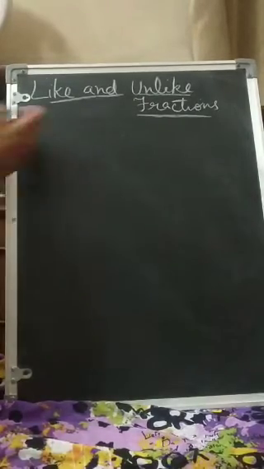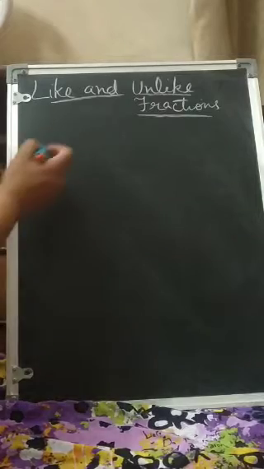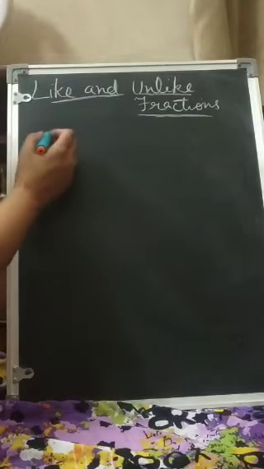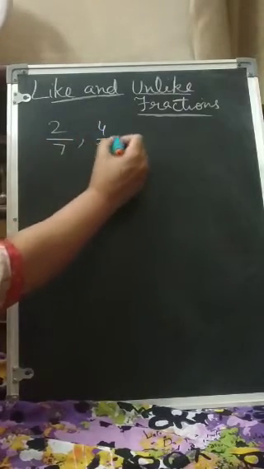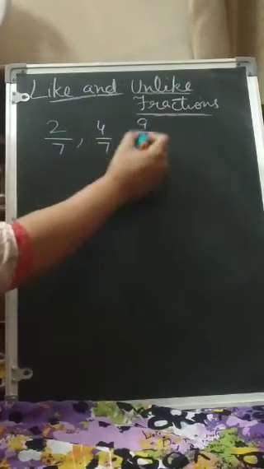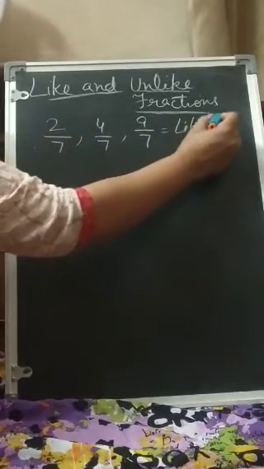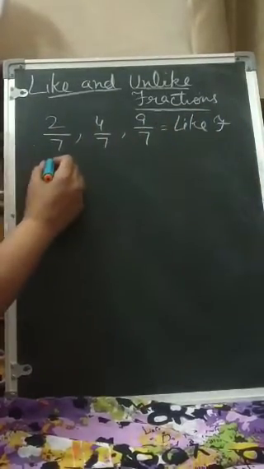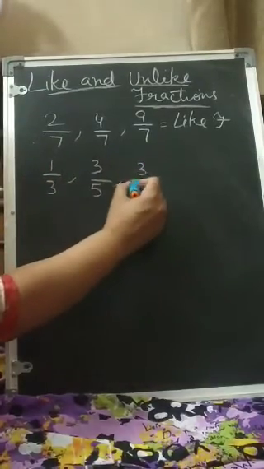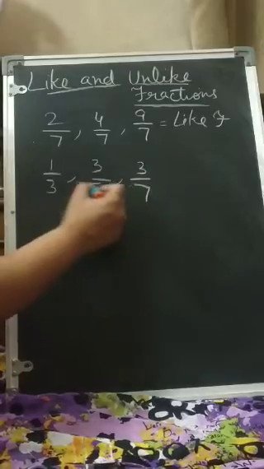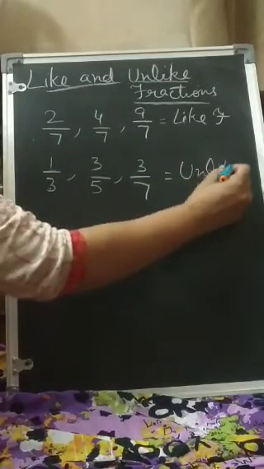Now learn about like and unlike fractions. What are like fractions? Two or more fractions having the same denominator. Suppose 2 by 7, 4 by 7, 9 by 7. These fractions are called like fractions. And when we have 1 over 3, 3 over 5, 3 over 7, where the denominators are different, these are called unlike fractions.